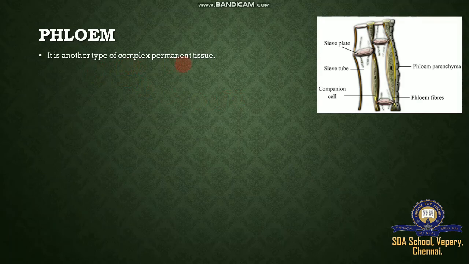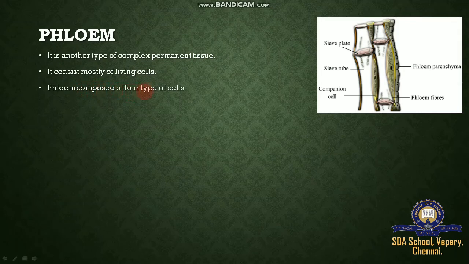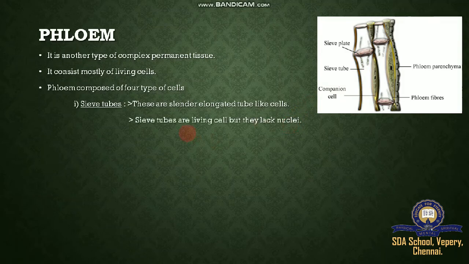It is another type of complex permanent tissue. It consists mostly of living cells. Phloem is composed of four types of cells. Number 1 is called sieve tubes or sieve elements, made of sieve tube and sieve plate. These are slender, elongated, tube-like cells. Sieve tubes are living cells, but they lack nuclei. Lacking nuclei means they require some assistance, which is given by the companion cell and the phloem parenchyma.